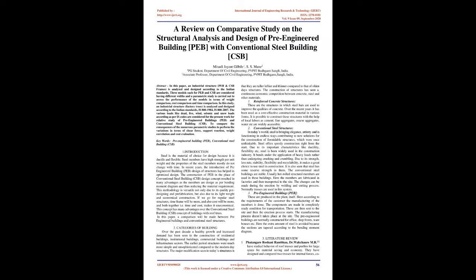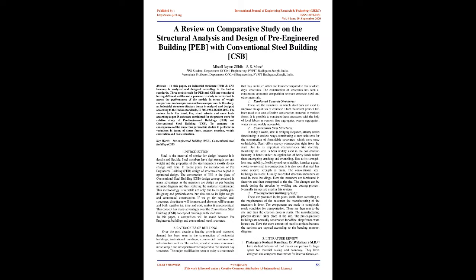1. Reinforced concrete structures. These are the structures in which steel bars are used to improve the qualities of concrete. Over the recent years, it has been used as a cost-effective construction material in various forms. It is possible to construct these structures with the help of local labor, as cement, fine aggregates, coarse aggregates, water, etc. are widely accessible.